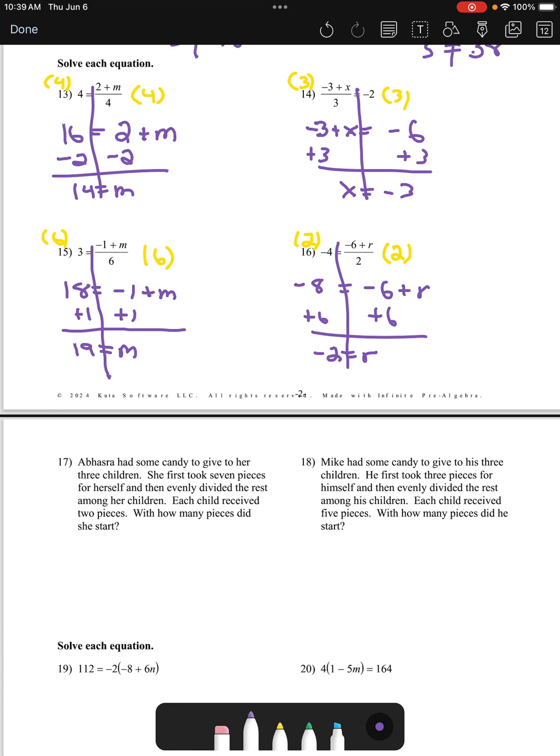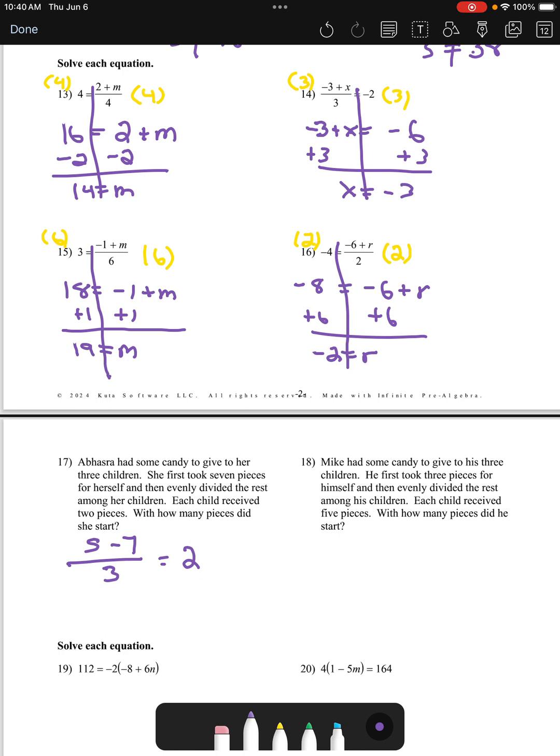Okay, so we don't know how many pieces she started with. We know that she took 7 away from what she started with. We know she then took what she had left and divided it equally over her 3 children. And when she did that, each child got 2 pieces.